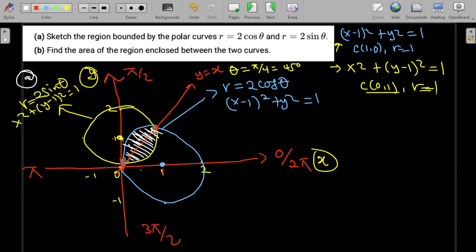So I've divided it into two parts by this red line here. There's this one, we can say part A, and then this one, part B. If you want to find the area of this region, it's the same as just finding the area of part A and then multiplying it by 2, or finding the area of part B and then multiplying it by 2. So that's exactly what we're going to do.